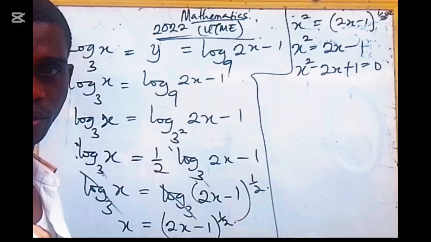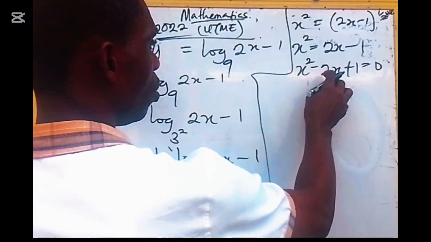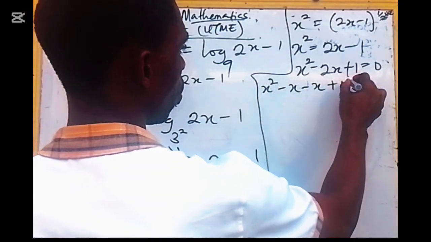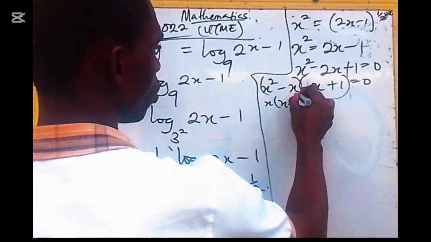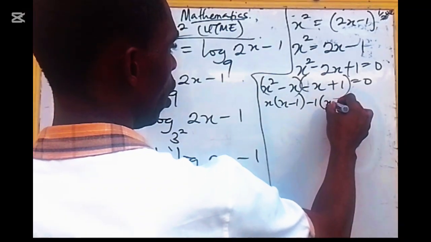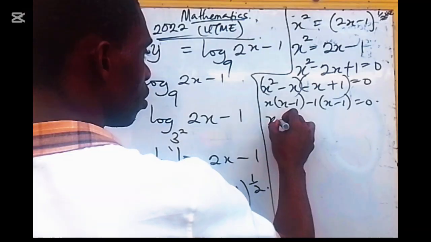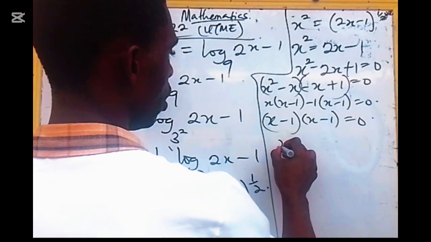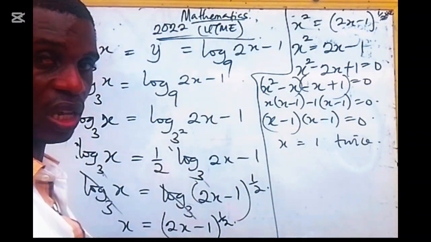Do you get that? Factorization. So we factorize this. X squared minus 2x plus 1 equals 0 becomes x minus 1, x minus 1 equals what? 0. Yes. X equals what? 1. How many times? Twice. So I've gotten x now.